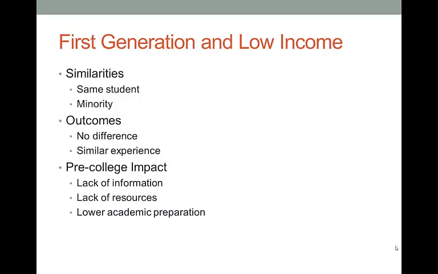So a lot of what is attributed to first generation and low income students is a pre-college impact, or what we know as inputs. And for first generation students, they don't necessarily have the same types of information or the same level of awareness of what it means to go to college. What questions do we need to ask for financial aid? What do we need to bring? Why do I need to engage on campus? We don't need to live on campus.